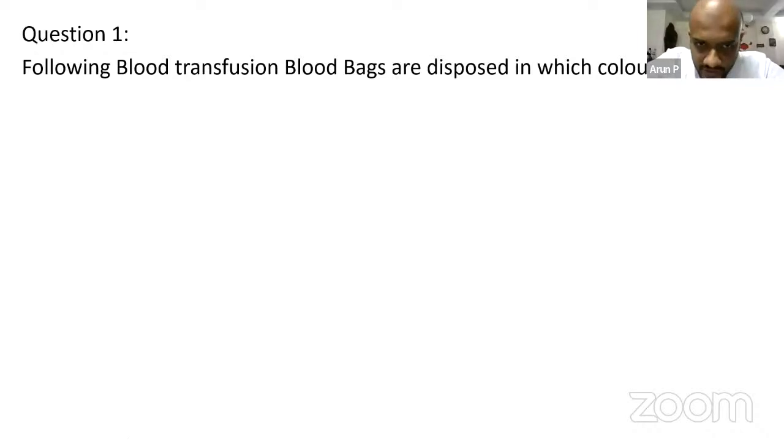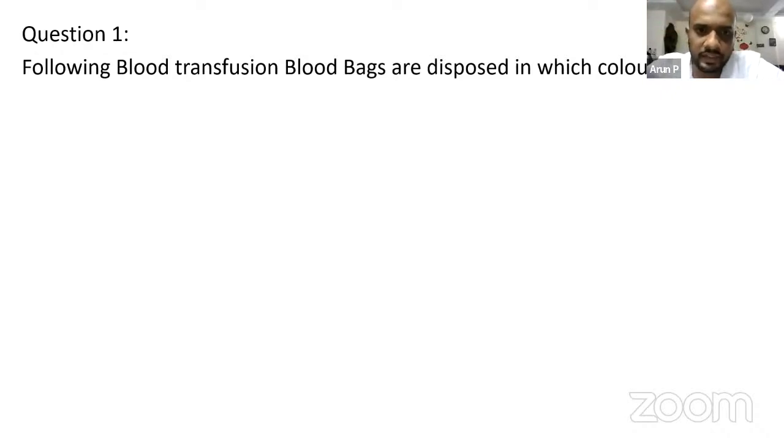A patient is posted for surgery, let us take open reduction and internal fixation of a proximal humerus fracture. The day prior to the surgery, the anesthetist found out that the hemoglobin for the patient was 9 grams. So they decided to transfuse the patient with 1 PRBC. The intern posted in the ward was transfusing the blood. After transfusion, the blood bag will be disposed in which category? So that will be the scenario based question.